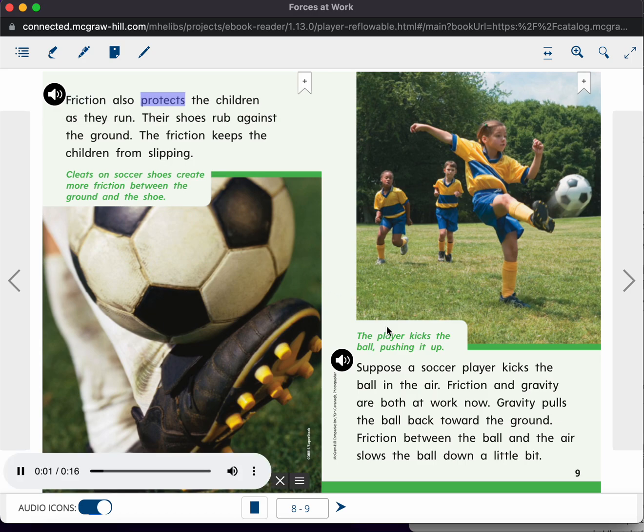Friction also protects the children as they run. Their shoes rub against the ground. The friction keeps the children from slipping. Caption: cleats on soccer shoes create more friction between the ground and the shoe.